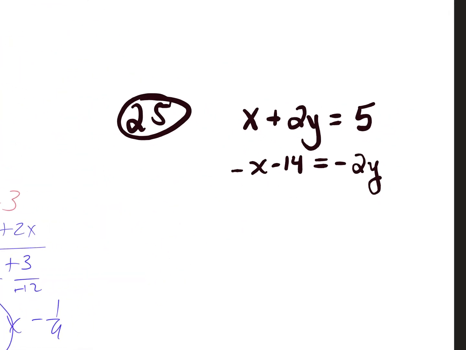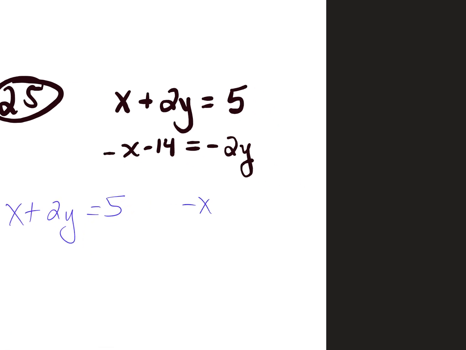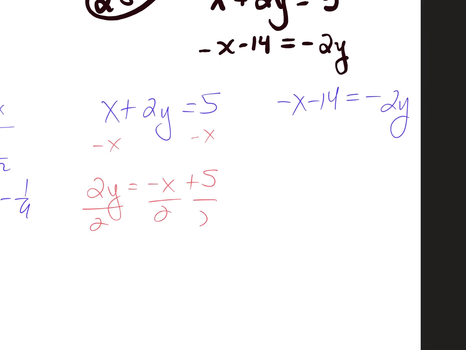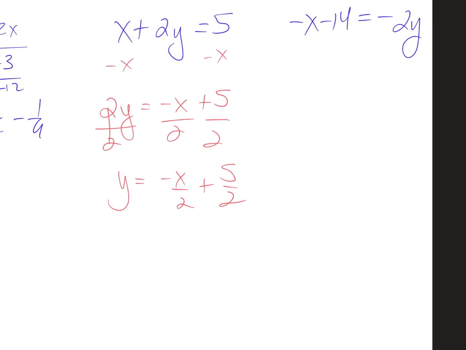All right? y equals mx plus b. x plus 2y equals 5, and negative x minus 14 equals negative 2y. I'm going to subtract x from both sides. I get 2y equals negative x plus 5. Divide everything by 2. So y equals negative x over 2 plus 5 over 2. Guys, what is the slope here? What number's in front of x? There's a 1. So the slope here is -1/2. Just because there's no 1 written there, you can write it.